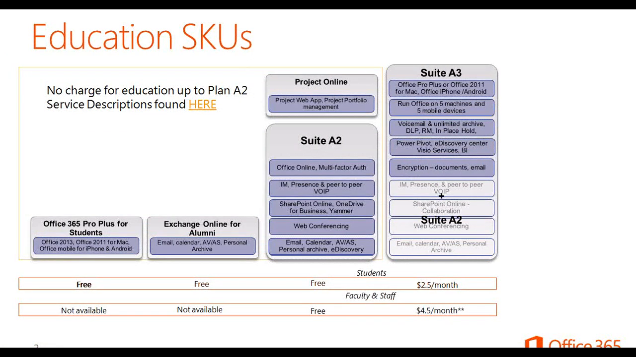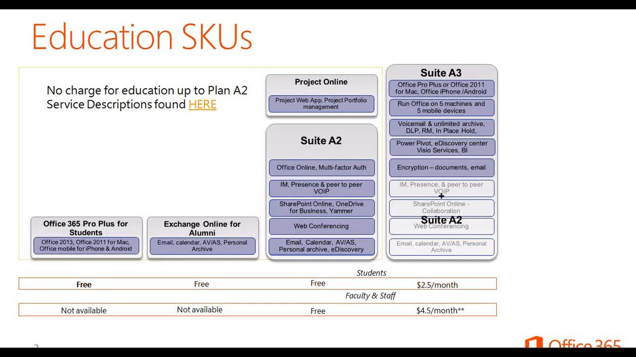This kind of gives you an overview of the actual suite itself. So we have alumni offers, so when folks graduate, again, this is free as well. They would get Exchange Online for alumni. Then you also have the Suite A2, which gives you what I mentioned, SharePoint Online Plan 1, Lync Online Plan 1 and 2, Exchange Online Plan 1, and of course Yammer. That's what is Suite A2.